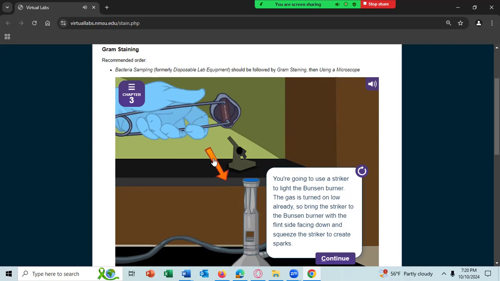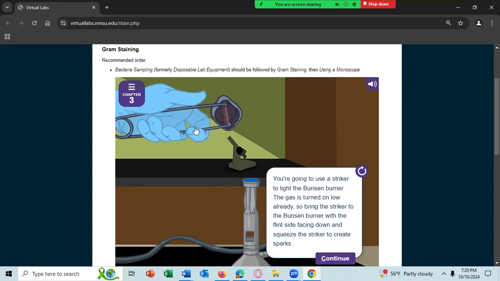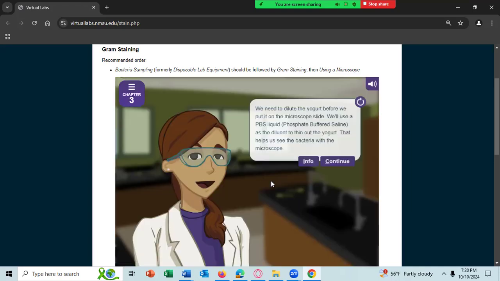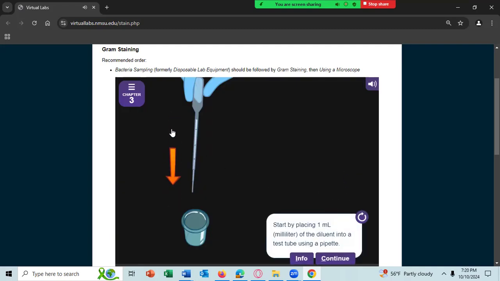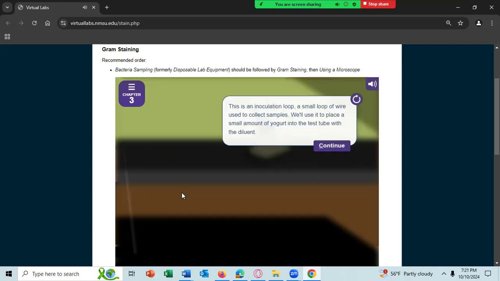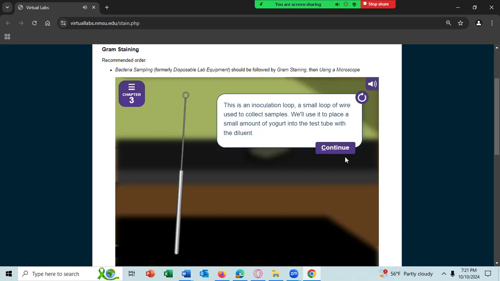The gas is turned on low already, so bring the striker to the Bunsen burner with the flint side facing down and squeeze the striker to create sparks. What you do is you just take your mouse and take the object that the arrow is starting with and bring it down and then it'll work. We need to dilute the yogurt before we put it on the microscope. Start by placing 1 milliliter of the diluent into a test tube. This is an inoculation loop, a small loop of wire used to collect samples. We'll use it to place a small amount of yogurt into the test tube with the diluent.